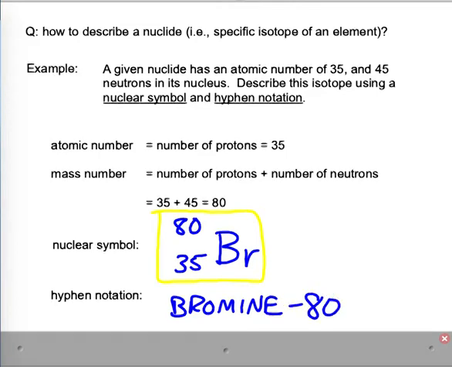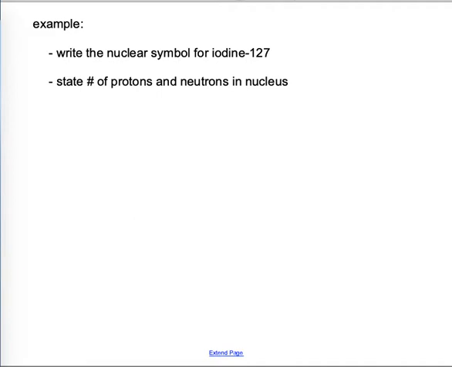Let's do another problem. Write the nuclear symbol for iodine-127. So here I give you the identity of the isotope in hyphen notation, and state the number of protons and neutrons in the nucleus. Well, the nuclear symbol is going to be easy. I'll simply start by writing the symbol of the element. I'm told that this isotope of iodine is iodine-127. 127 is the mass number, so that goes in the upper left. And in the lower left, I write the atomic number of iodine, which I find on the periodic table as 53. So there is the nuclear symbol.